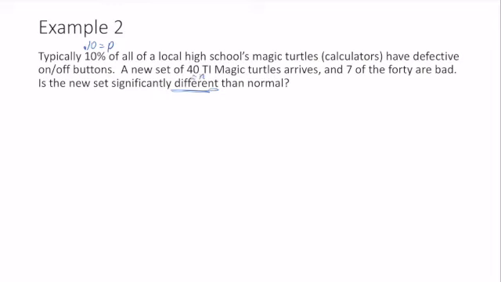Okay, so I'm not given a p-hat, but I know how to calculate it. So my p-hat's going to be 7 out of 40. That's the number that don't work out of the total number, and that gives me 0.175.